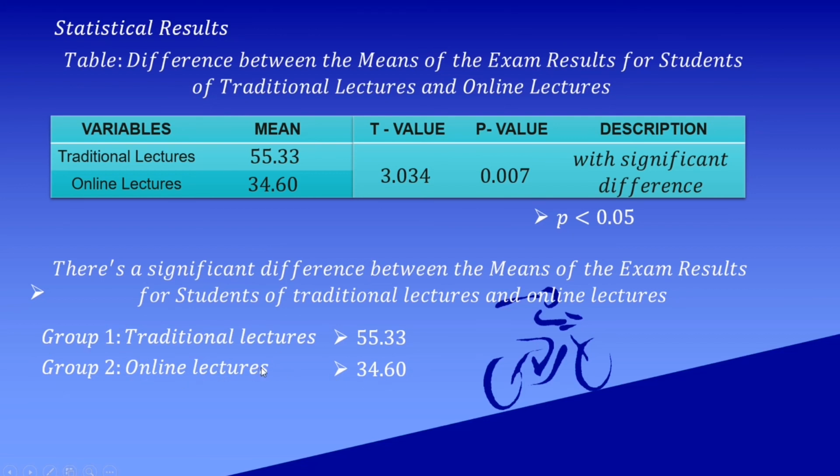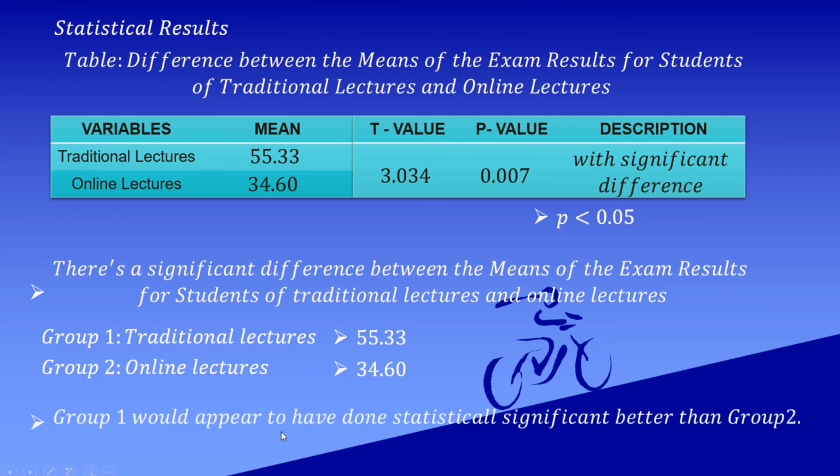So our group 1 and group 2, the two groups, differ statistically significantly. Then we conclude that group 1 appears to have done statistically significantly better than group 2. In this particular study, the students who were taught in the traditional lectures performed better than those in online lectures.